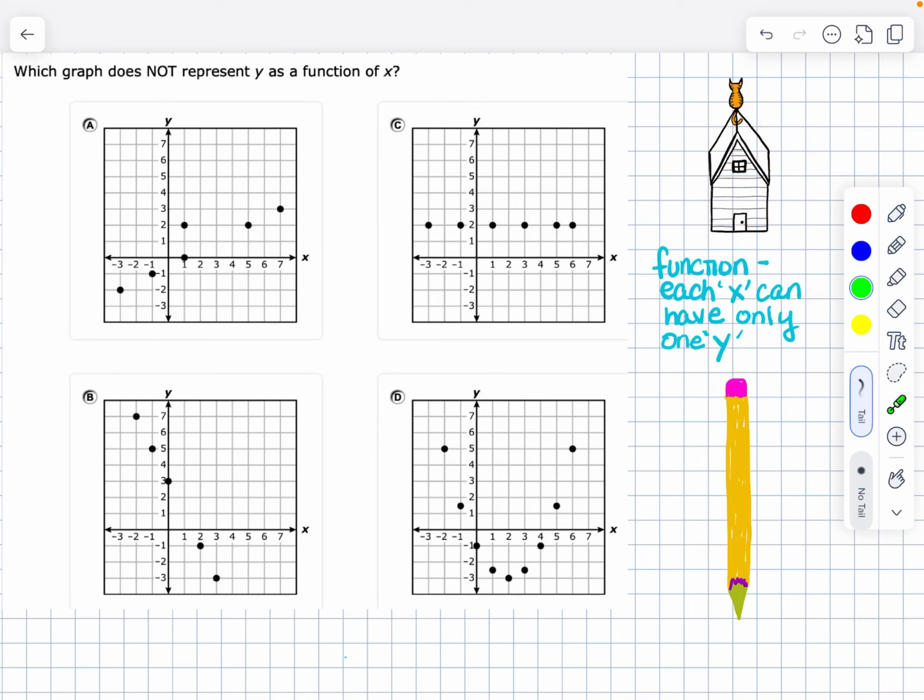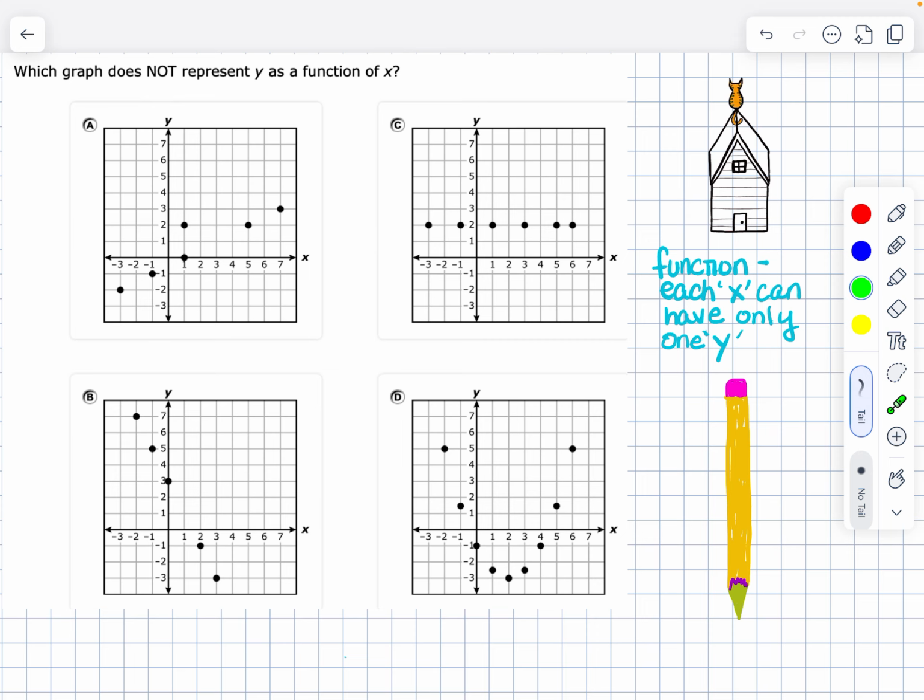All right, let's take a look at this problem right here. It says, which graph does not represent y as a function of x? So, first thing I notice is this "not." I always have to pay attention to those because it's real easy to forget after I get working on a problem. So highlight that if you can.